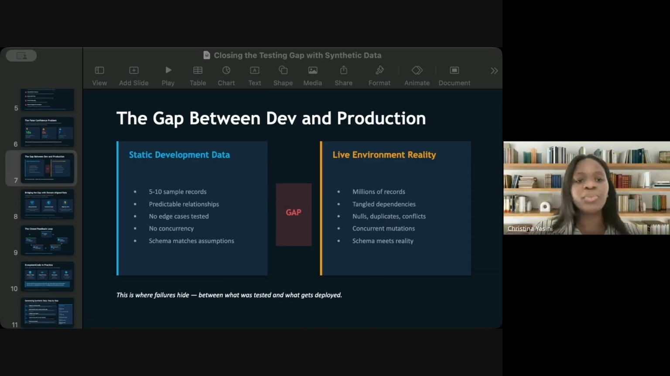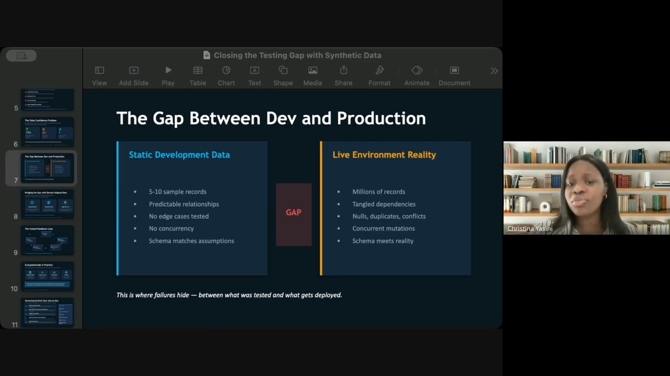So on the left, what we see is the development environment and what it actually looks like. We can have 5 to 10 sample records, relationships that are predictable and clean. There tends to be no edge cases because nobody wrote any, no concurrent activity because you're the only person using the system, and a schema that matches your assumptions because you built the schema and the data at the same time. On the right, however, is what production looks like the moment real users arrive.